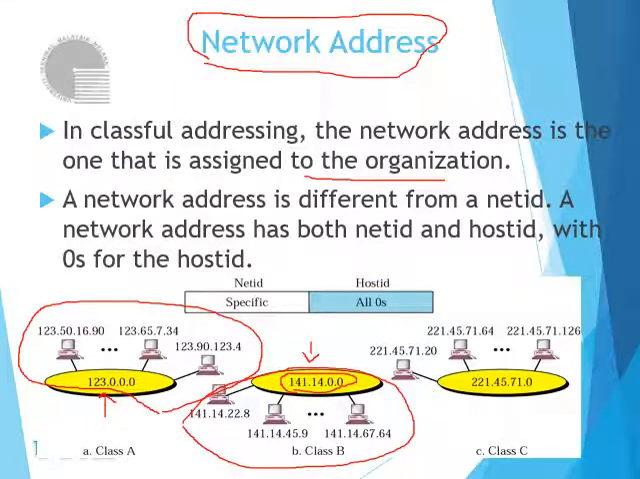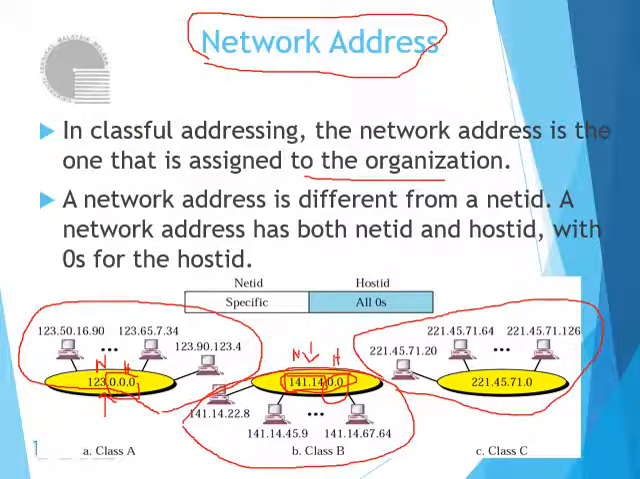It depends on the class. In class A, only the first octet represents net. Host is all 0, and that identifies the first address in the network. In class B, the first 2 octets are net, host all zeros, and that will be the first address, which is the network address. So host is all zeros, and net can be any number, depending on the class of the address.